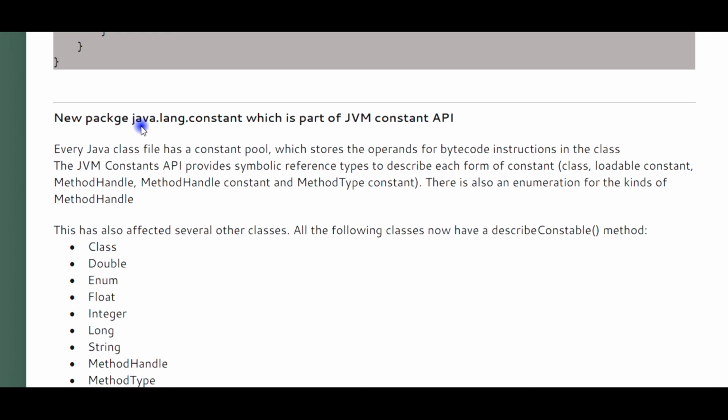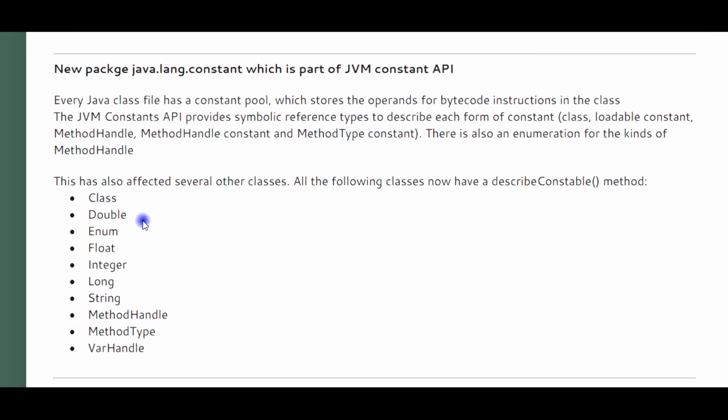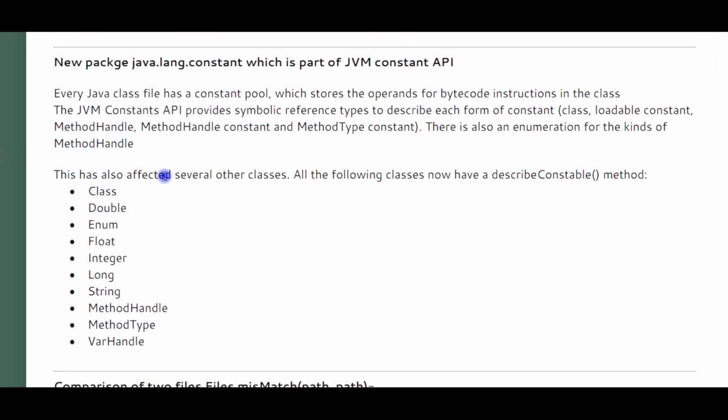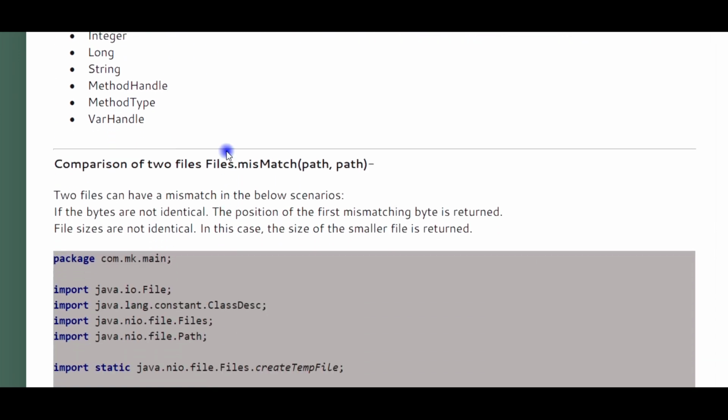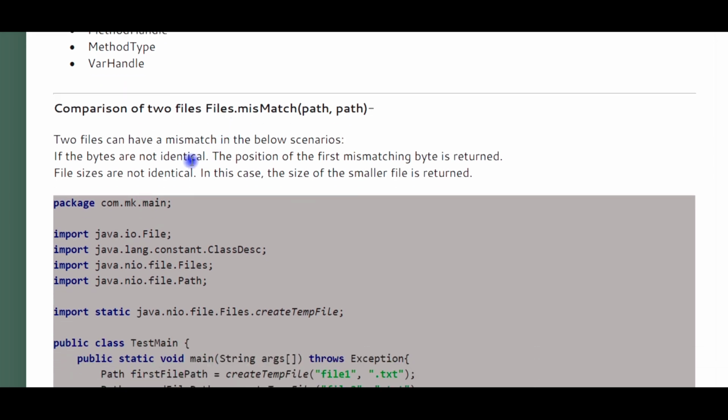So the next feature is a new package. The new java.lang.constant package was introduced, which is part of the JVM constant API. This has also affected several other classes, like Class, Double, Enum, Float, and Integer. All these use the constant package. Now move ahead and see another feature.